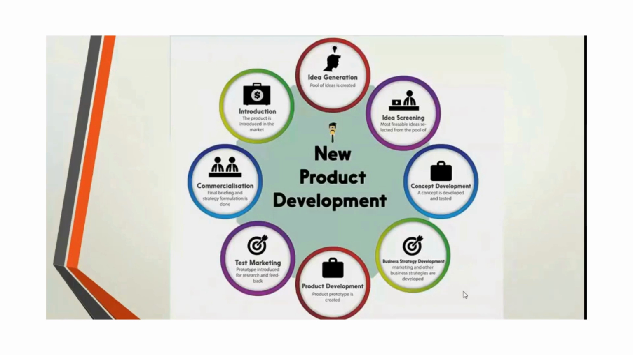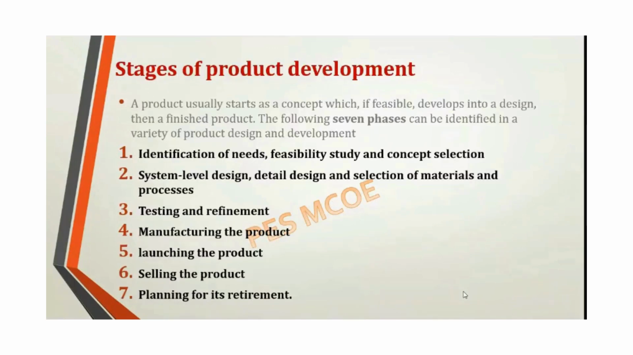Okay. Then what is product development actually? Product development, as already told, is a continuous process. Okay. There are 7 stages that are mainly important: identification of need, then system level design, testing and refinement, manufacturing of the product, launching, selling, and planning for the retirement. When you do planning for the retirement, then you go through new product launching, and that will also come under the S curve.